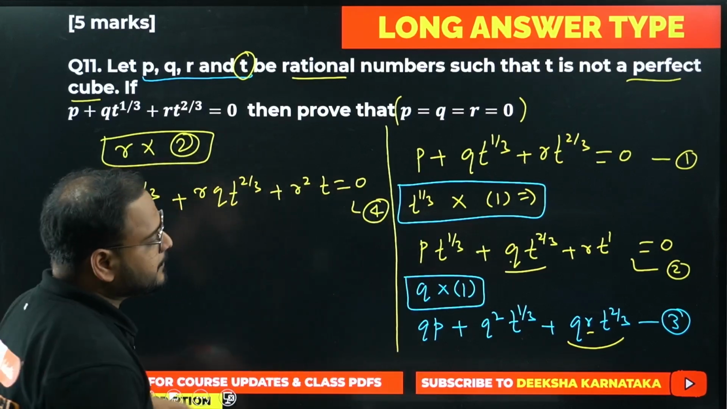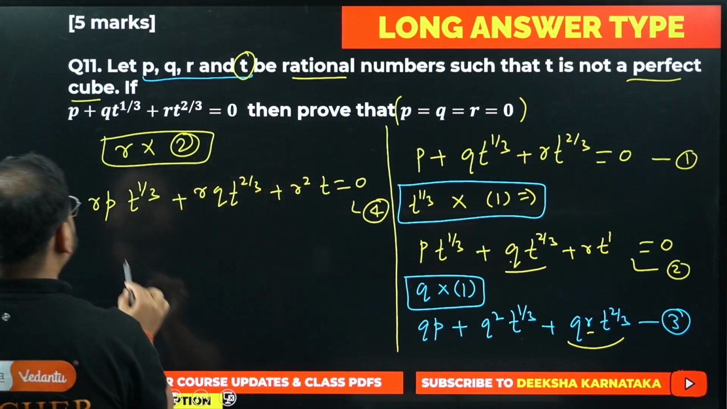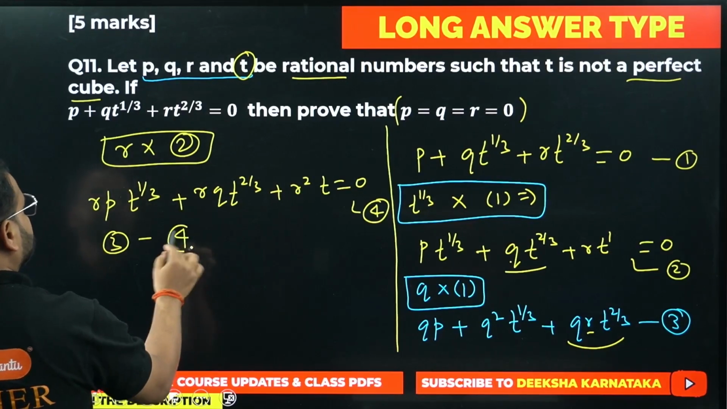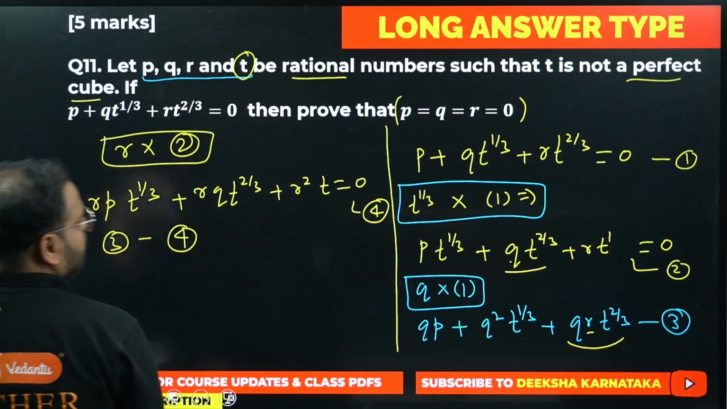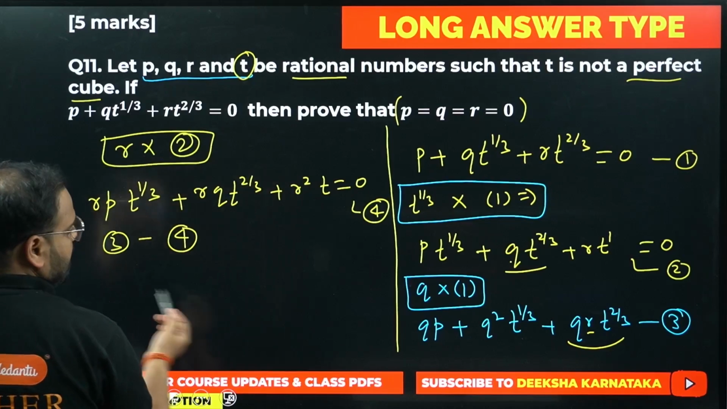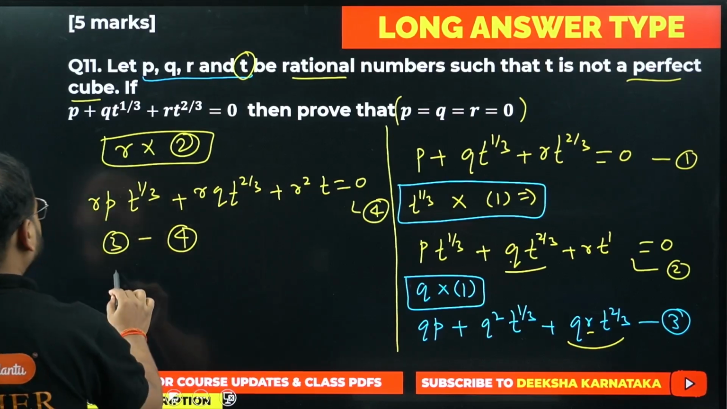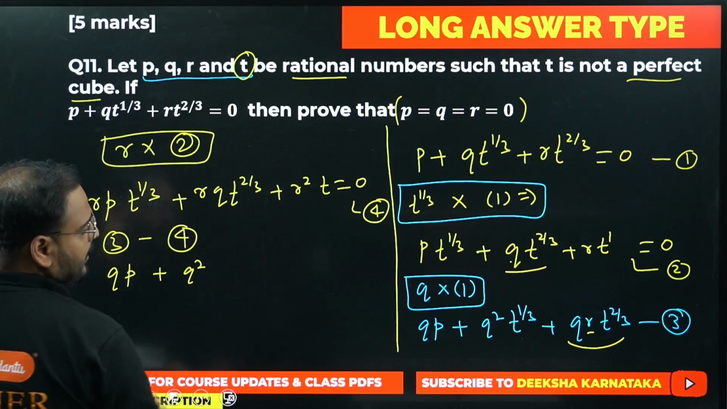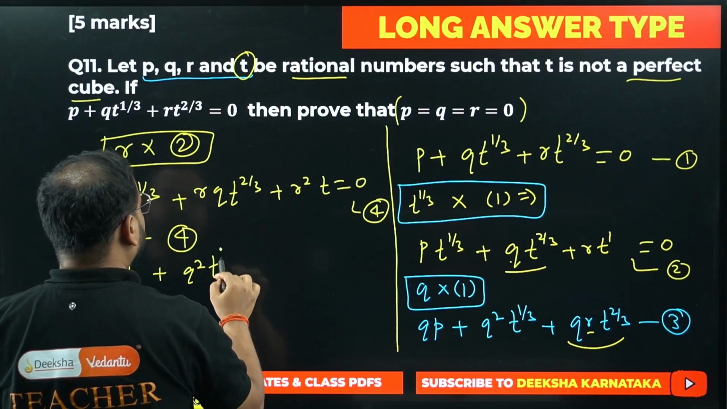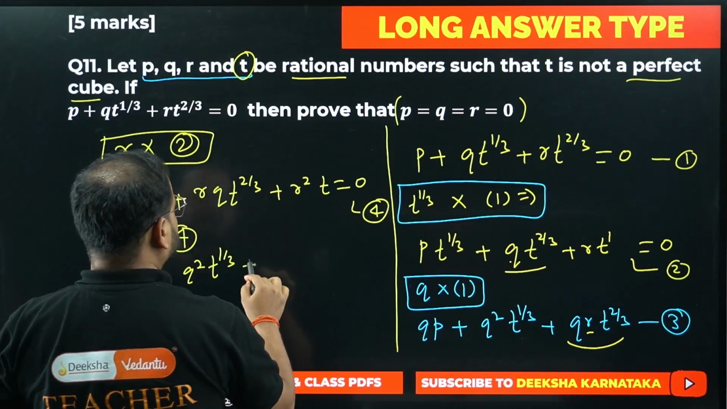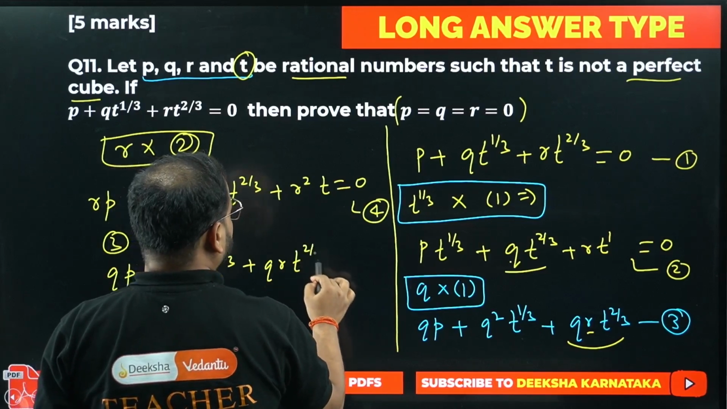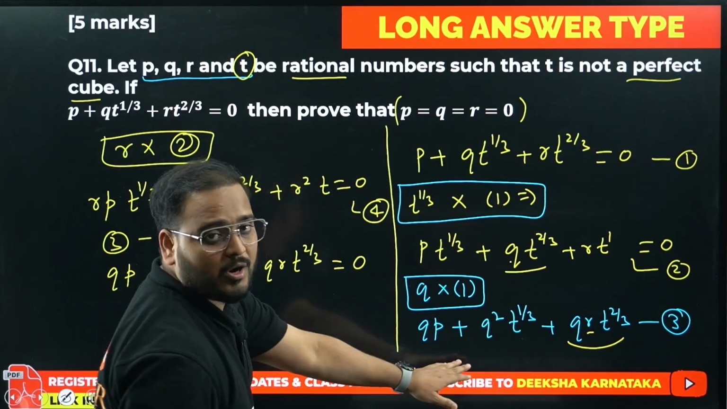Now do one thing. 3 you get, 4 you get, subtract 3 minus 4. Do the subtraction. This is multiplication, this is the subtraction. So I'll write 3 first. So QP plus Q square T power 1 by 3 plus QR T power 2 by 3 equals 0. That's all is the equation 3.